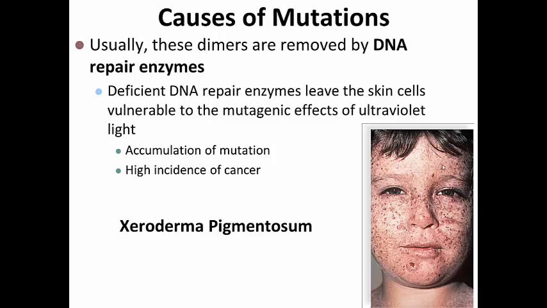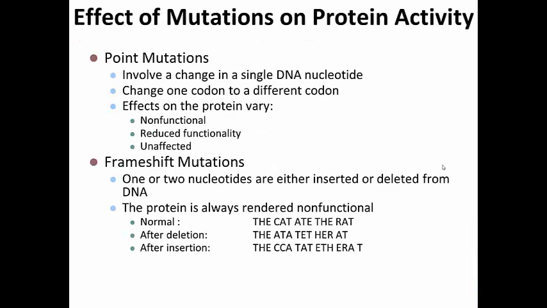Now, there are conditions like xeroderma pigmentosum in which those DNA repair enzymes are deficient and don't work like they should. This is a picture of a young man who has xeroderma pigmentosum. You're very susceptible to skin cancer if these DNA repair enzymes are not functioning correctly, because you pick up these thymine dimers very quickly, and those lead to mutations in the absence of proficient enzymes. Now, what we see is this, that mutations can occur in different ways.